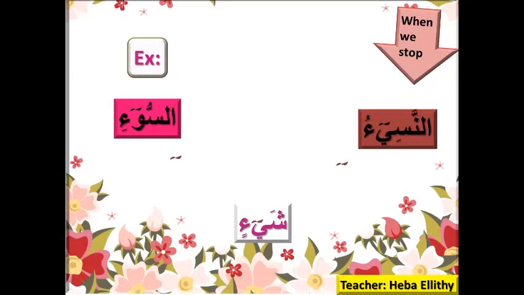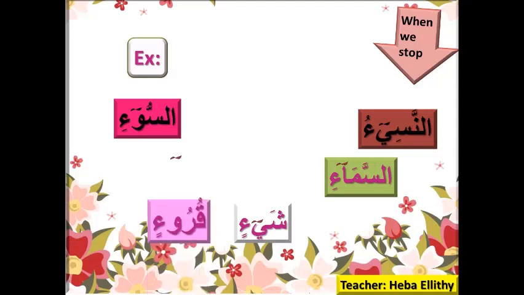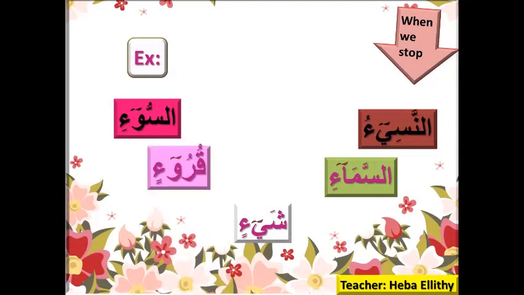So next one. The word السماء. This is how I stop on the Hamza. I cut the voice on it and I raise my voice a little bit to make it clear. The next word is قُرُوء. This is how I stop on the Hamza with a Nabr. Inshallah, this is clear for you.